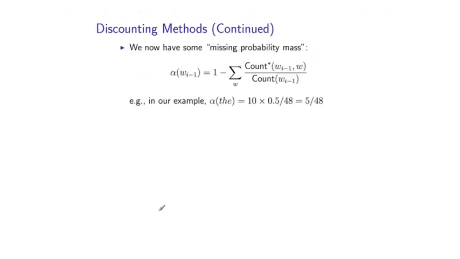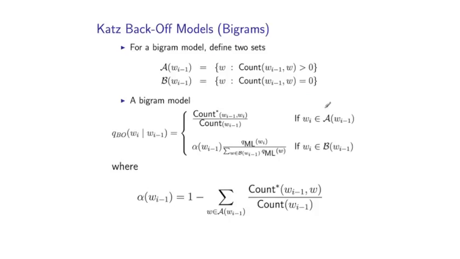So a little bit more formally, for any word w_{i-1}, we'll define alpha of w_{i-1} to be this missing probability mass. And this is defined as 1 minus the sum over w of count star of w_{i-1}, w, divided by count of w_{i-1}. So in the particular example I just showed you, you can verify that this missing probability mass is in fact 5 out of 48.